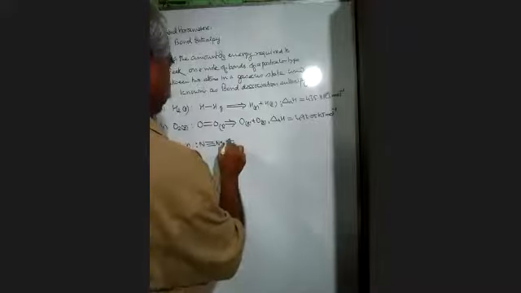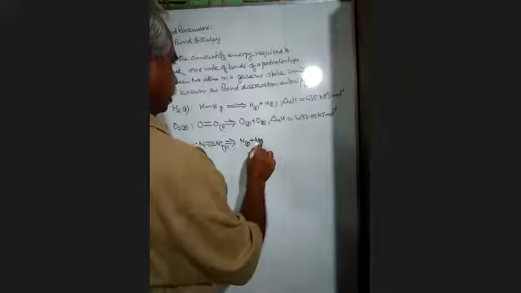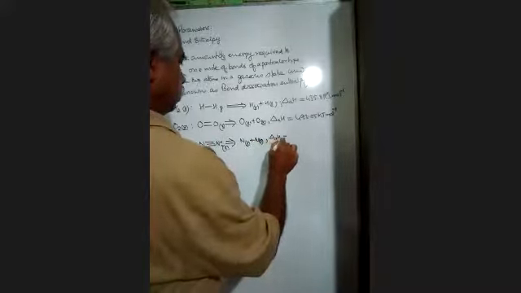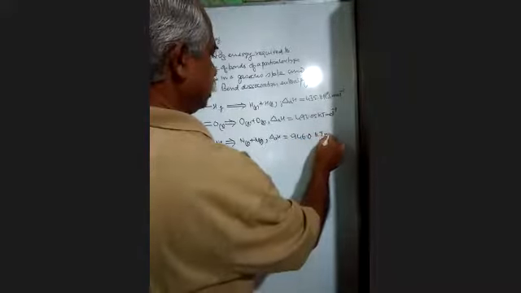Okay? N2. Now, so if you break it, what do you get here? So you get nitrogen atom plus nitrogen atom. This is 946 kilojoule per mole. See here, a sudden jump from 493 to 946 kilojoule per mole.